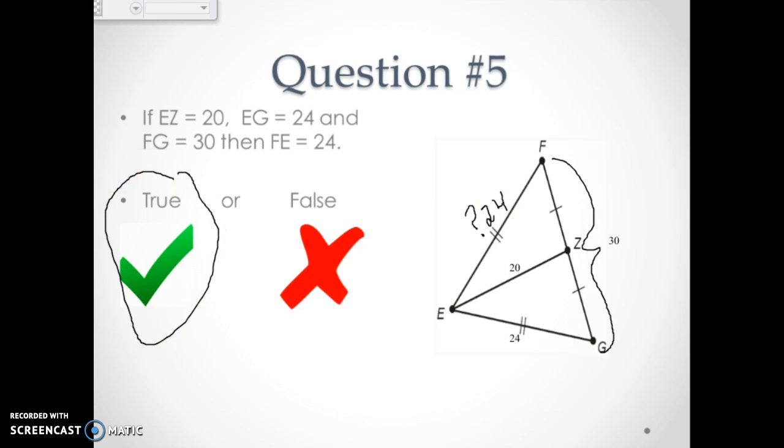Why? Because these tick marks indicate congruent segments. So this has 2 and this has 2, so they're congruent to each other. Down here, this one tick means FZ is congruent to ZG. For this one, though, EG is congruent to EF. So if EG is 24, then so is EF.